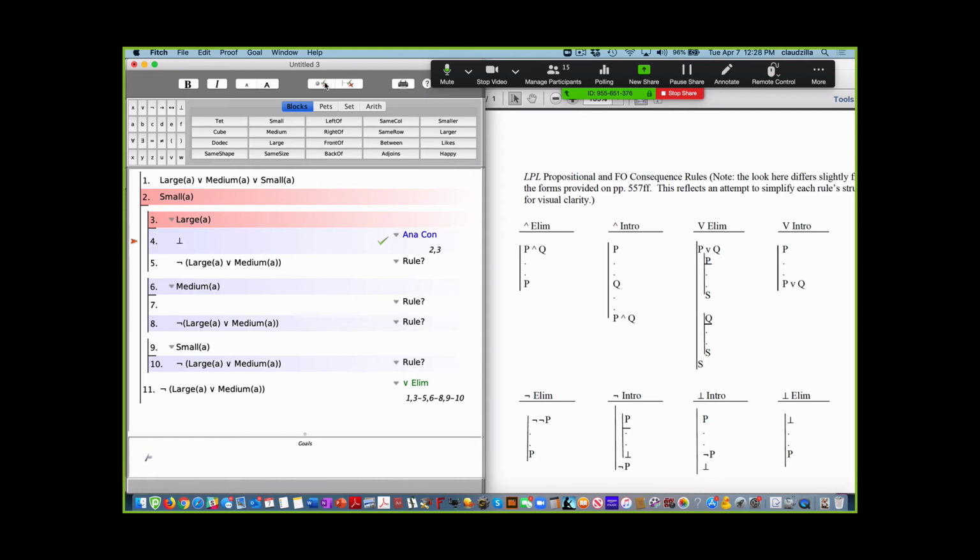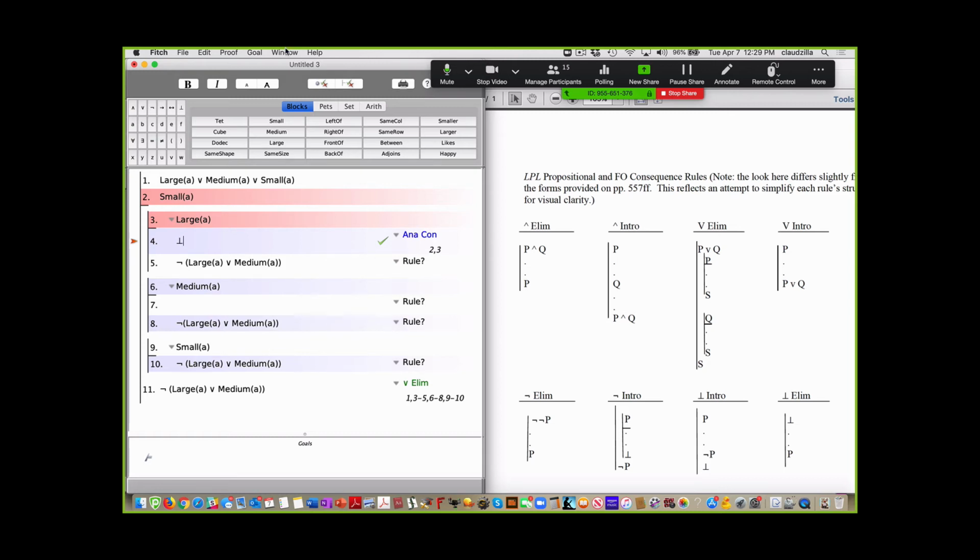Great question. So 99 times out of 100, let's say in your textbook exercises, you'll be told that. You'll be told if you can make an inference for which there is no named rule, in which case you have to use either AnaCon or TautCon or, to a lesser extent, FOCon.